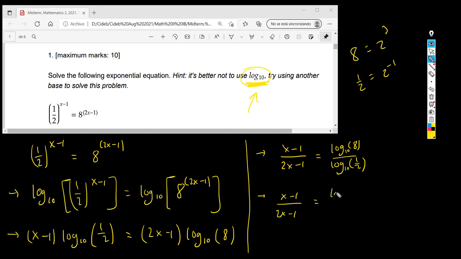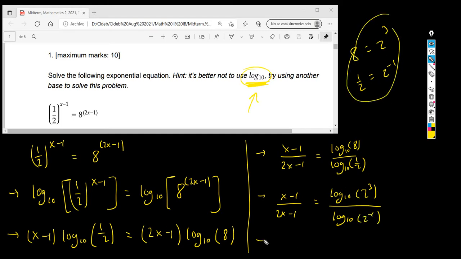And you're going to see why in a moment. Okay, logarithm base 10 of 8 is equal to this, because of this, right? Then we continue. x minus 1 over 2x minus 1. And then, once again, I apply the same trick I applied here. Since I have the logarithm base 10 of a number raised to an exponent, I can lower the exponent. And then you will have this.